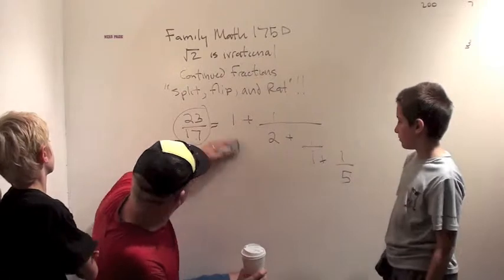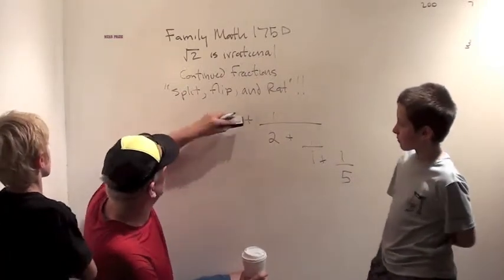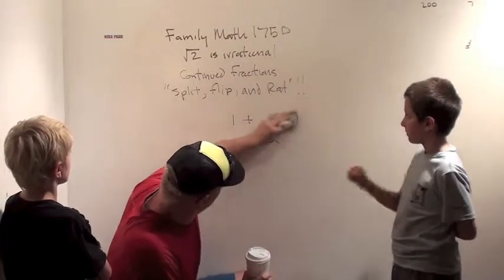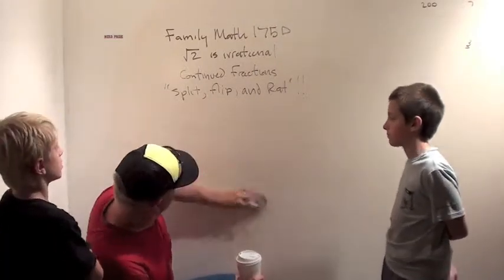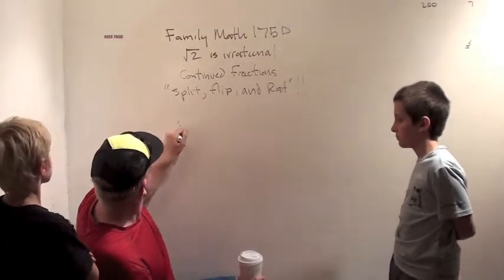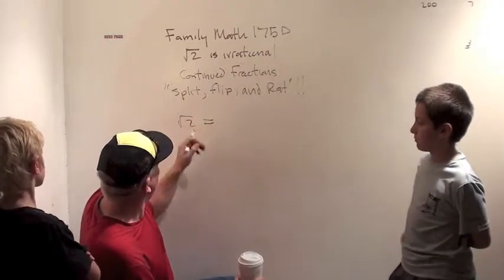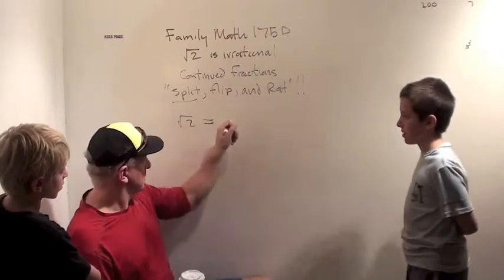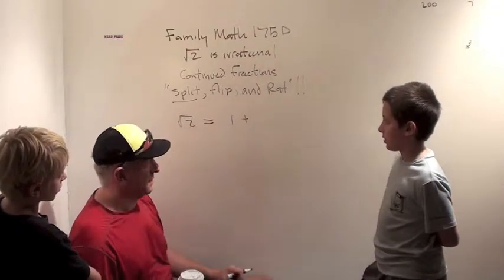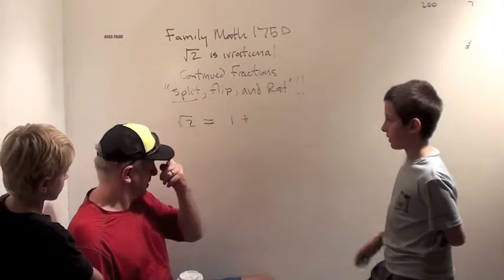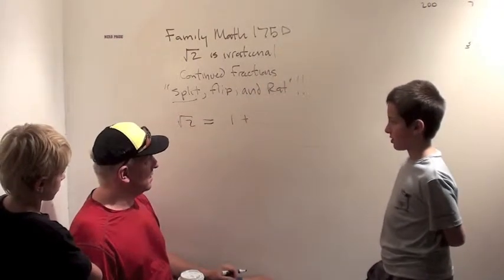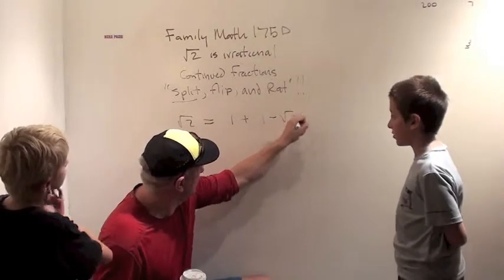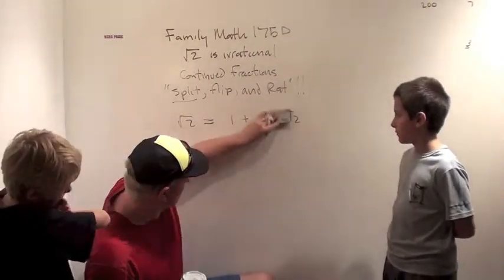Now let's do square root of 2 and do our split, flip, and rat, because we only split and flipped in this one. Square root of 2, how do I split that into an integer plus a non-integer? Well, it's 1 plus, we don't really know what it is. Hold on. It's not 1 minus the square root of 2. It's the square root of 2 minus 1.